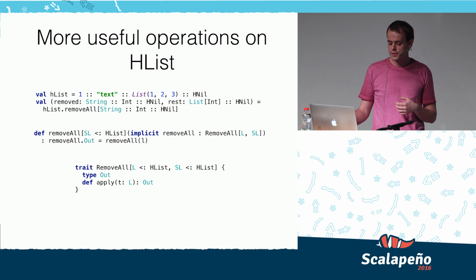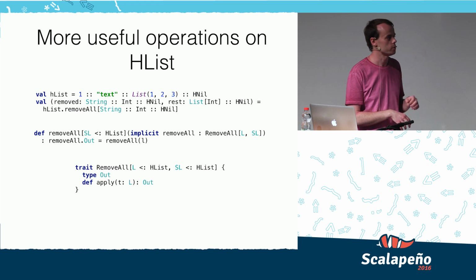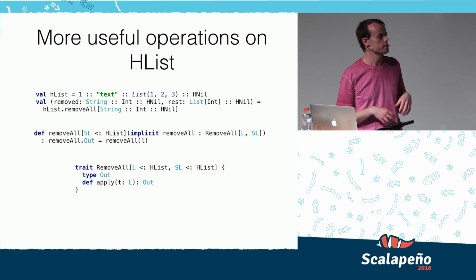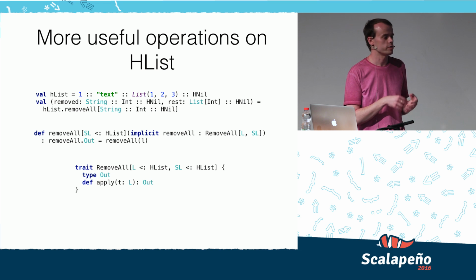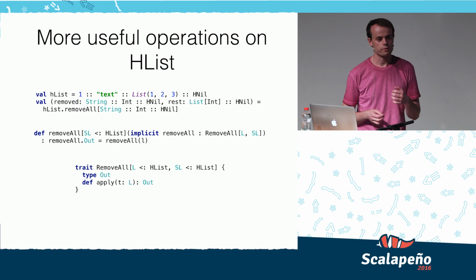It gives us just an apply method, which can take the one list and give us an output. The out type is not very essential here. The point is that this type class provides us the real behavior of removing elements from an HList.